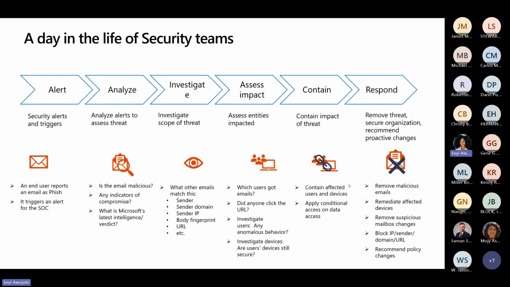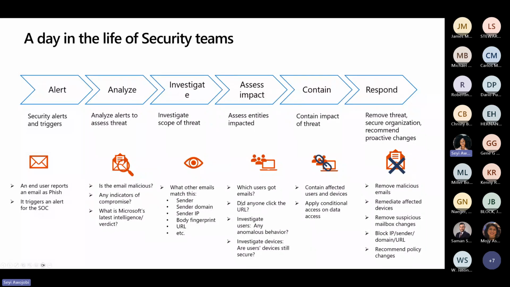You then have to go ahead and analyze that alert to see, are there any types of threats? Is this email malicious? Are there any indicators of compromise? What is Microsoft saying about this particular threat? What's the verdict? You want to investigate the scope of the threat, right? Who is the sender domain, all of the details of that email. You want to assess what entities were impacted, right? Which users got the email? What's the email prevalence, or the URL prevalence, across your organization?